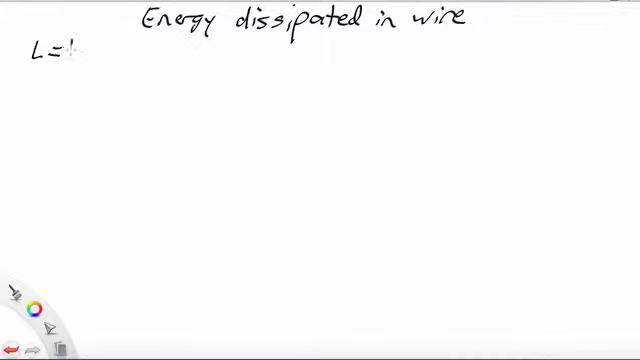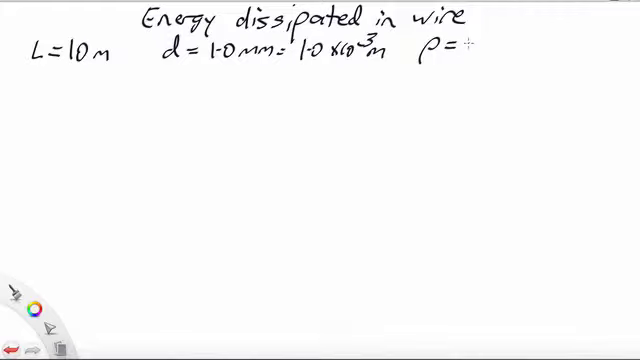So to work out the energy dissipated in a wire and how much it will heat up. Firstly, let's write down the things we know. We have 10 metres. We have a diameter of 1 millimetre, which is 1 by 10 to the minus 3 metres. We have the resistivity ρ equals 1 by 10 to the minus 6 ohm metres. And we have a voltage of 12 volts.